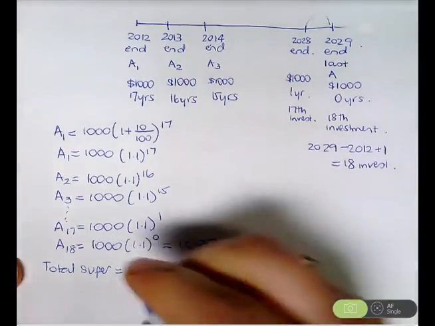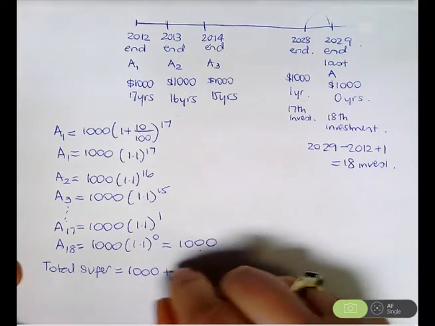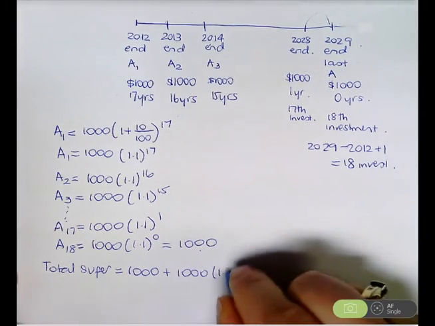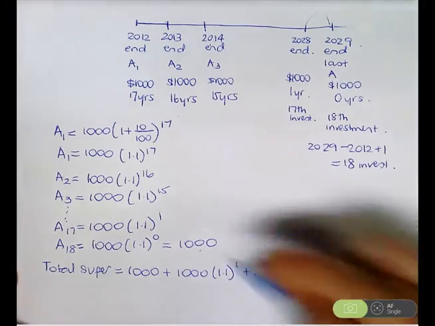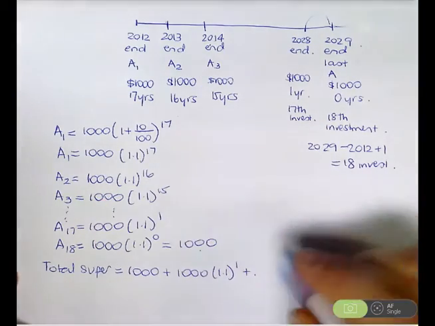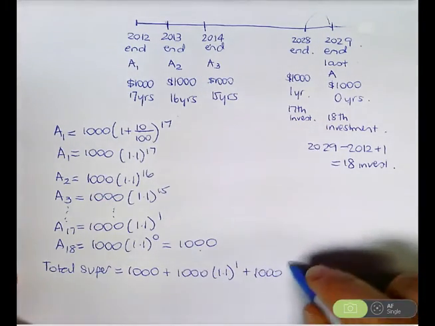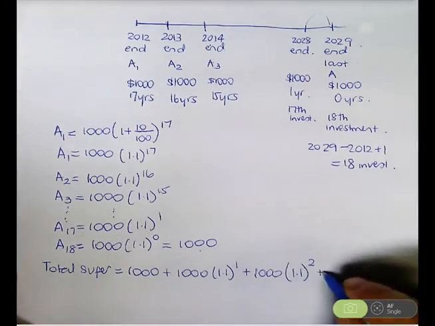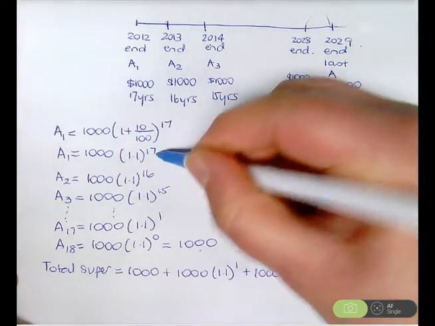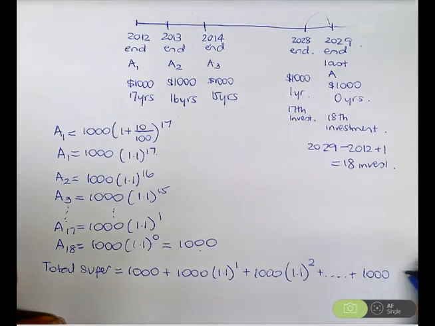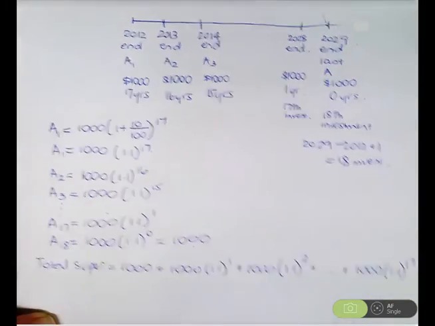I'm going to start with the smallest one. So it's 1,000 plus 1,000 times 1.1 to the power of 1, plus the next one would be 1,000 times 1.1 squared, plus, and the last term is this one, 1,000 times 1.1 to the power of 17.